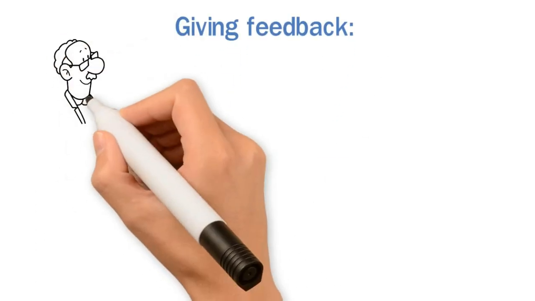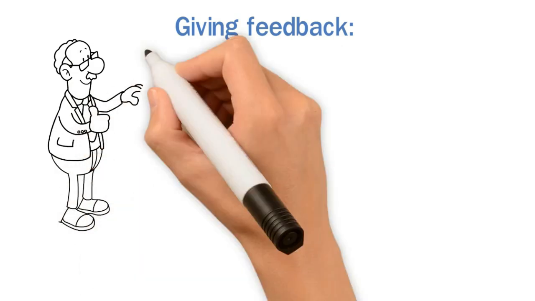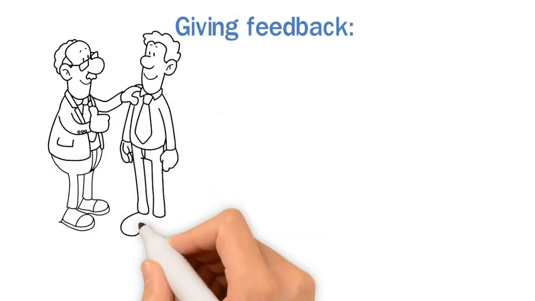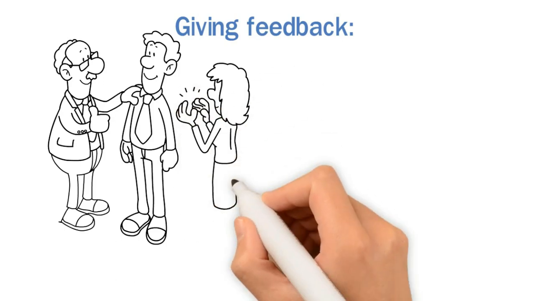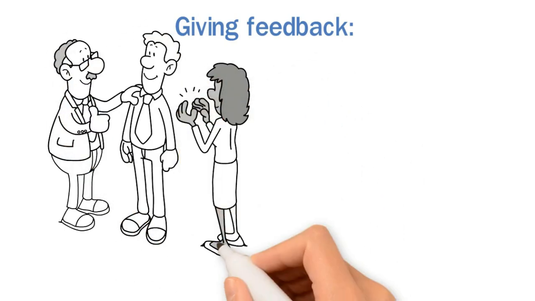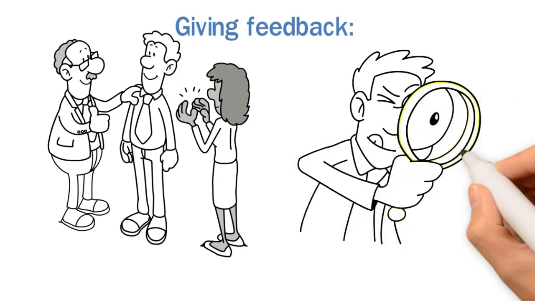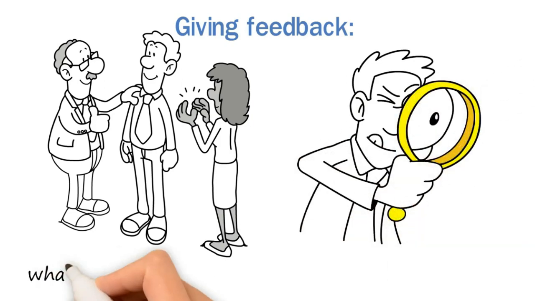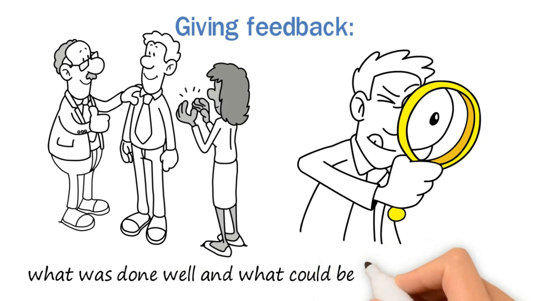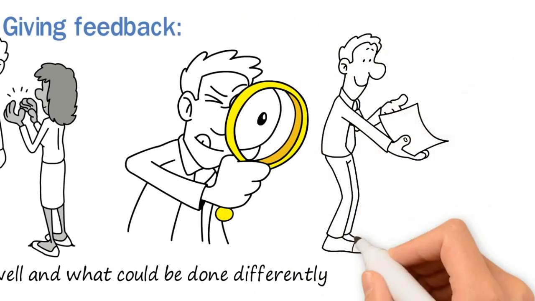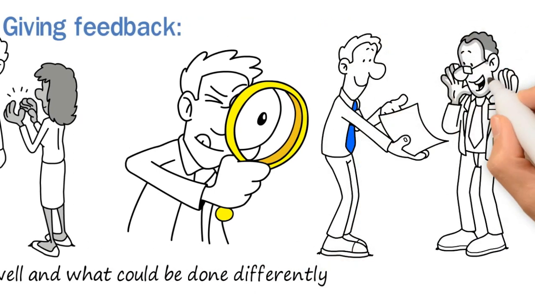Giving feedback. Regular and timely feedback is a constant requirement for line managers. Effective feedback shies away from personalities and shines a light on behaviors. By focusing on a specific task, offering feedback on what was done well and what could be done differently, constructive feedback motivates, improves output, and develops skills.